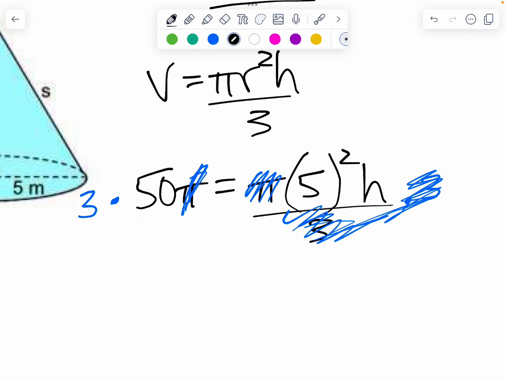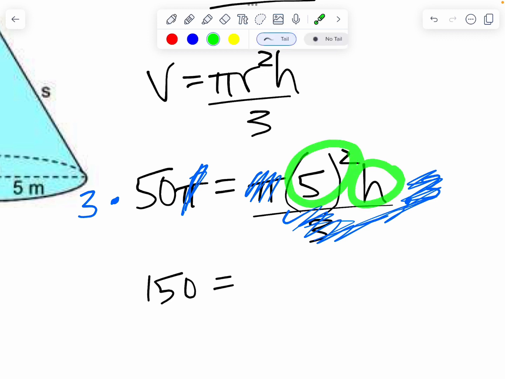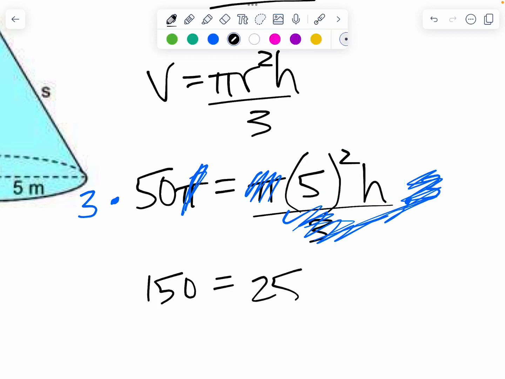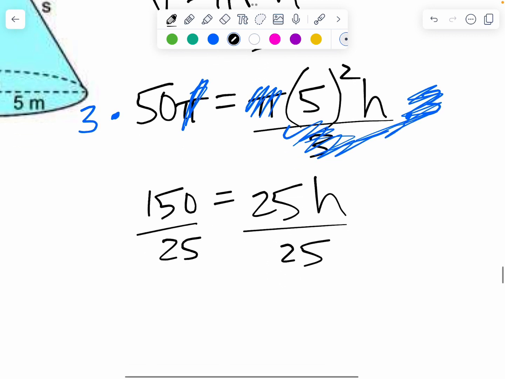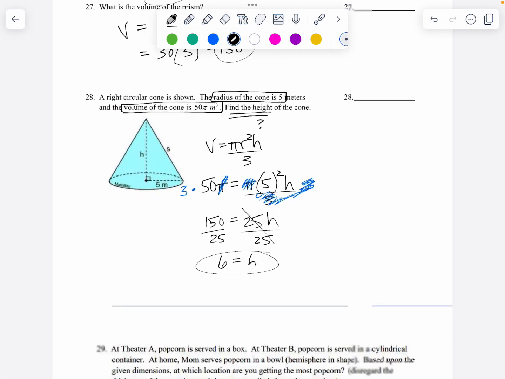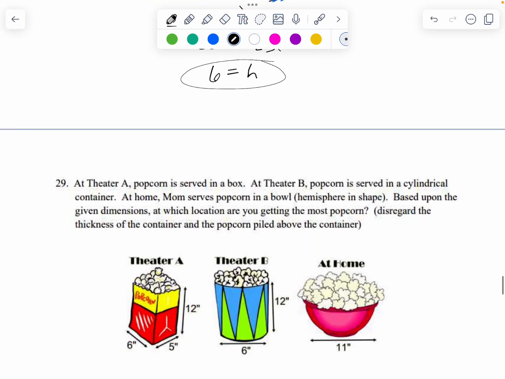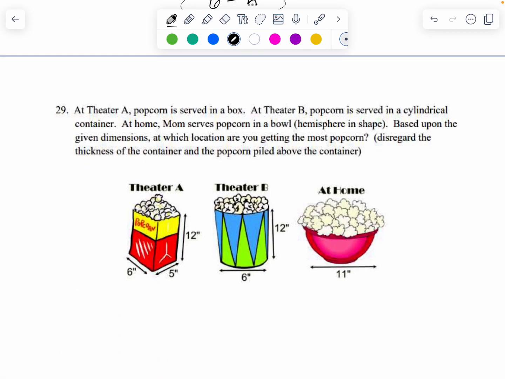3 times 50 is 150. What do I have left over here? I just have 5 squared and h. Well, I know that 5 squared is 25, and I still have the h. Now this is super simple. I need to solve for h. Opposite of multiply is divide. We're not subtracting there, we're dividing. And when you divide this, you get 6 equals h. If you want to copy that example down on your piece of paper, that would be fantastic.